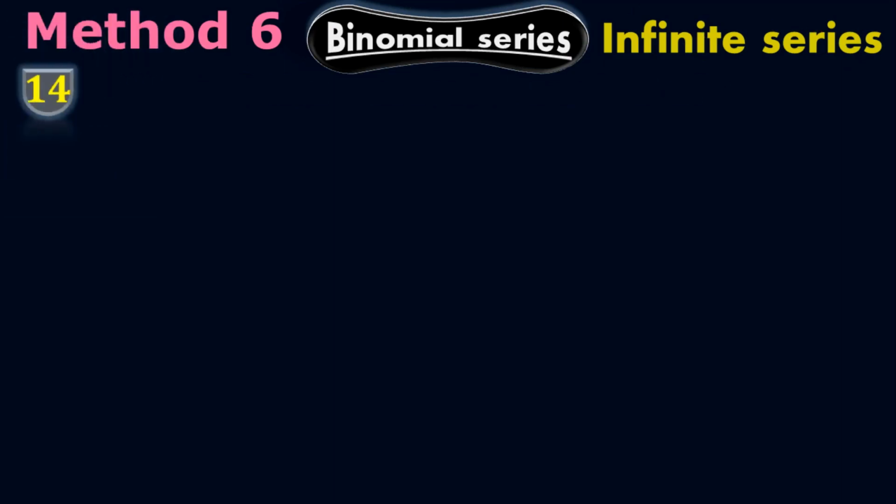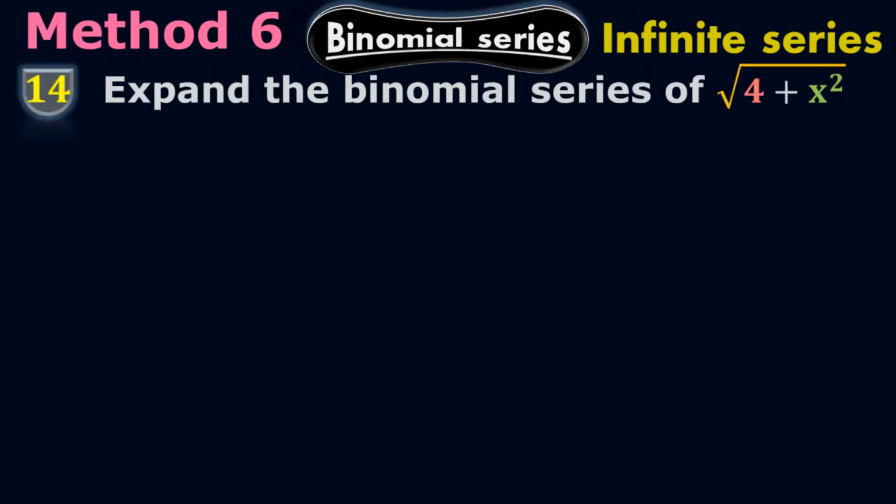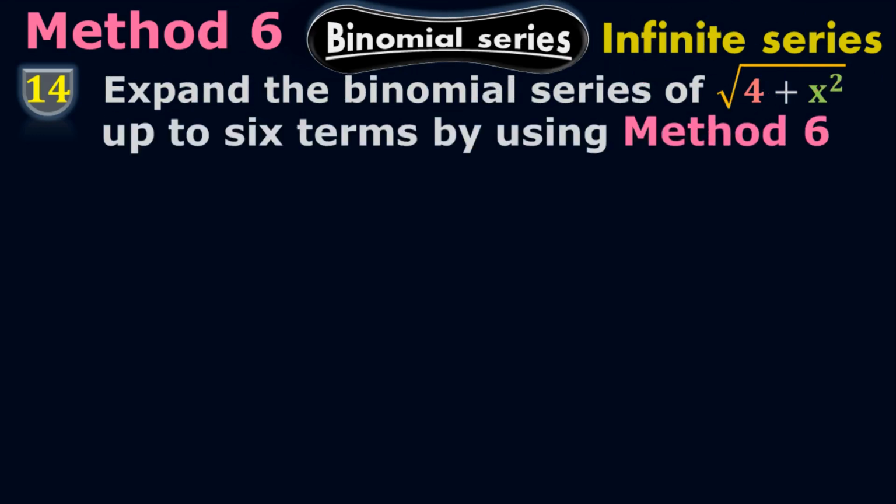Problem number 14. Expand the binomial series of square root of 4 plus x squared up to 6 terms by using method 6. We will go up to 6 terms by using method 6. Since square root equals to 1 over 2, therefore I can write (4 plus x squared) to the whole 1 over 2. So the power of this binomial expression is 1 over 2, which is in fractional form.